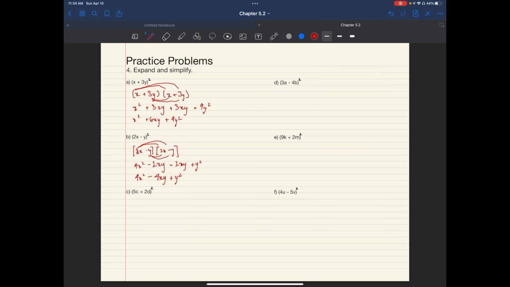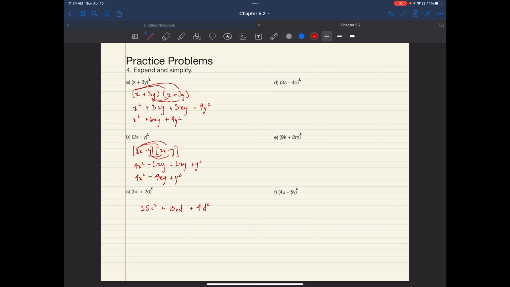Let's go to the next one. So we'll try to do the shorthand here. 25c squared plus 10cd plus 4d squared.